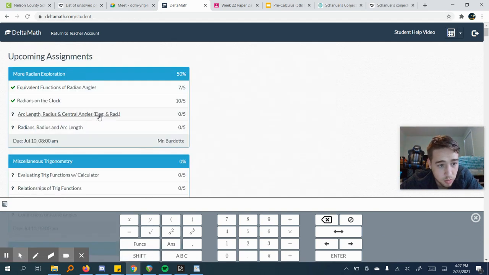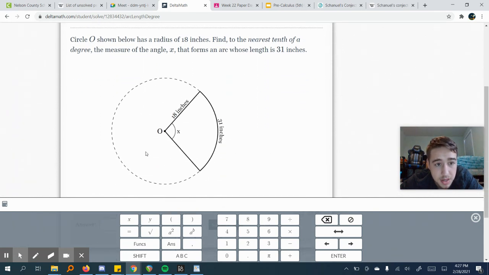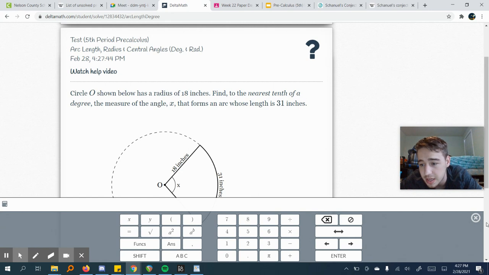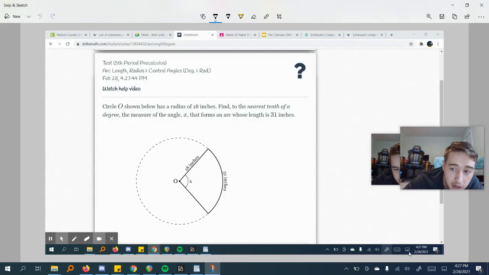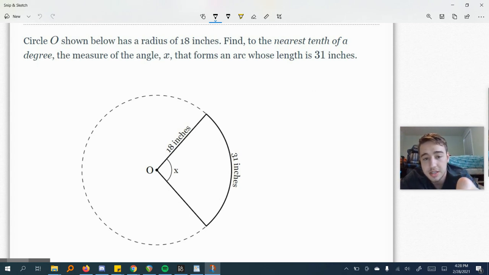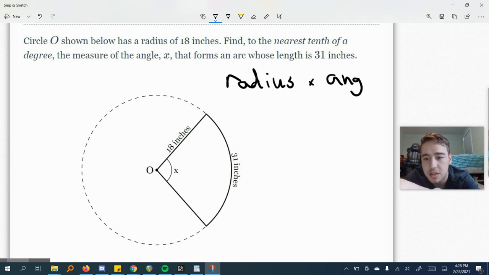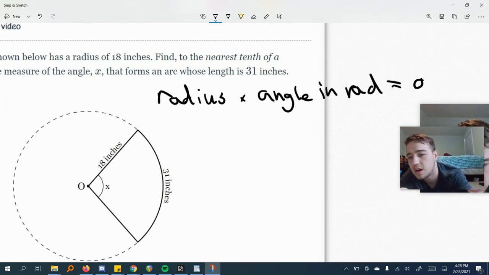Let's go back to here, arc length, radius, and central angles. So here is a very important thing you're going to need to see in formula. So we're going to go ahead and take a screenshot. I know, you're shocked, screenshot. What we need to know is radius times angle in radians equals arc length.